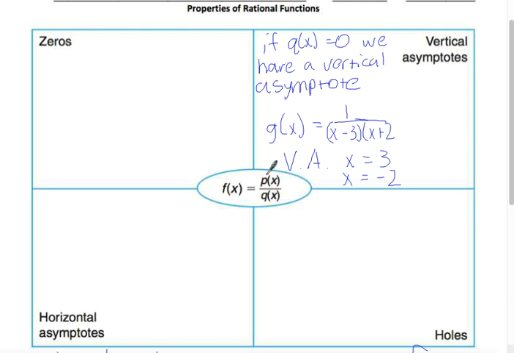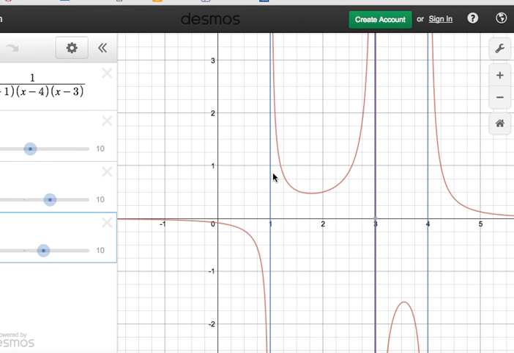All right, so now we're going to think about what happens if the numerator is 0. So we're going to get rid of all this.